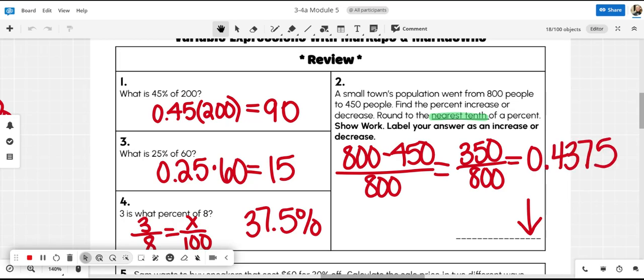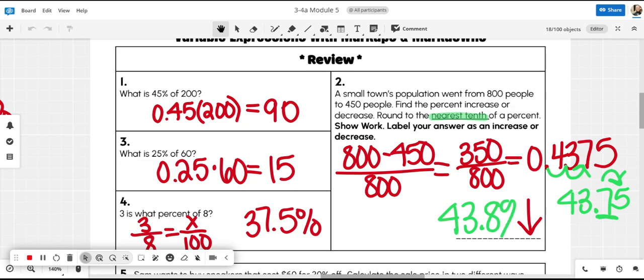Divided by original. When you divide those, you get 0.4375. The first thing I want you to do is make it a percent. So I move it 1, 2. So it'll be 43.75. To the nearest tenth, 7 is in the tenths place, so that 5 would make it round up. So you have 43.8% decrease. Okay, moving on to number 5.